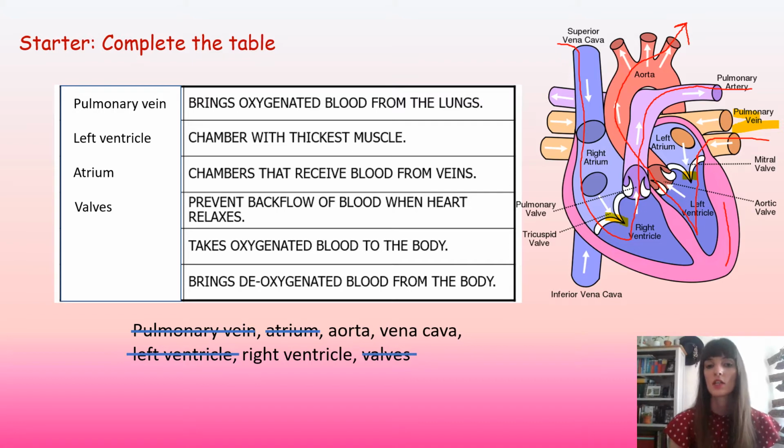The one that takes oxygenated blood to the body is the aorta, which is obviously up here, as we've just seen. It has to help get the blood out to where it's needed. And the part that brings deoxygenated blood from the body is the vena cava, which is up here. And that's that deoxygenated blood that needs to travel through the heart, get pumped to the lungs to be oxygenated before it's then pumped to the rest of the body.